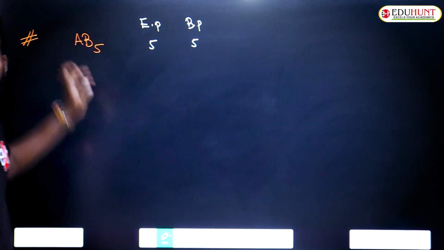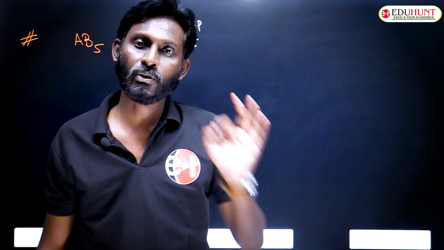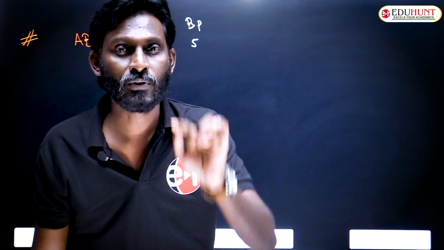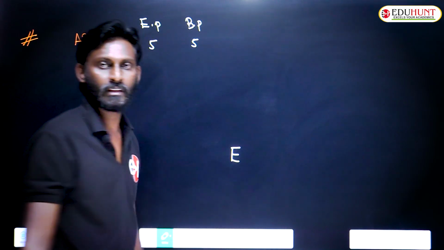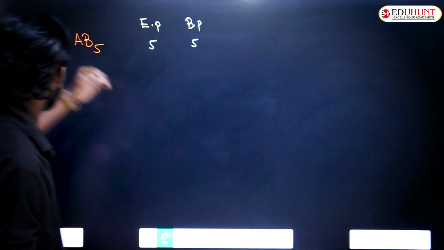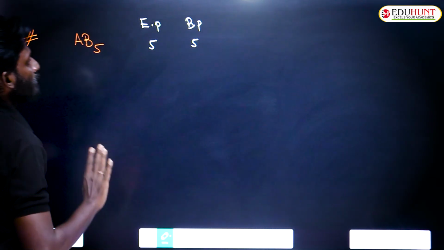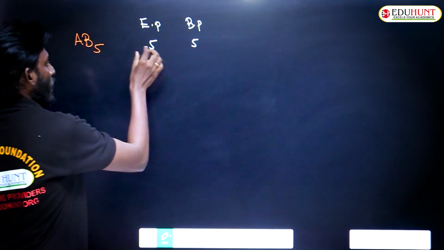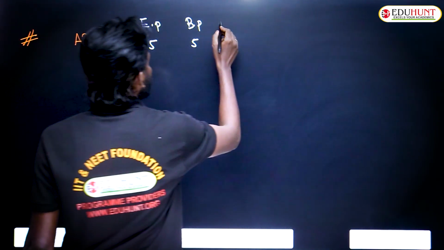See, if there are one or more lone pairs, each lone pair we indicate with the capital letter E. I explained that in the previous video. Now in this formula there is no E, and there are 5 bond pairs. All 5 electron pairs are bond pairs only. That means lone pairs are 0.